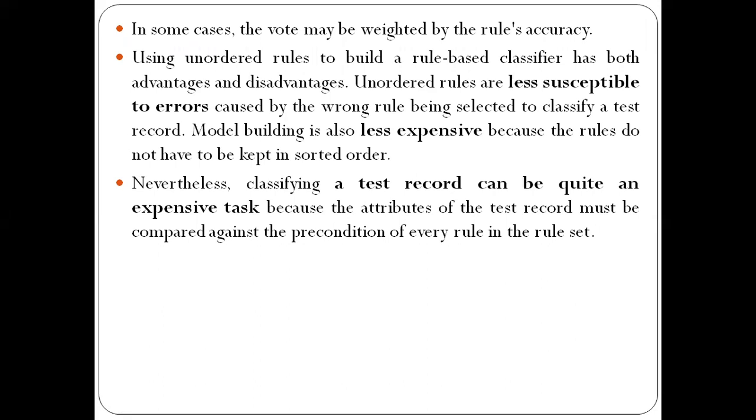That is, we will compare the attributes of the test set with the precondition of the rule. But that will be very expensive here. That is, classifying a test record is very, very expensive. That is one of the disadvantages of unordered rules.